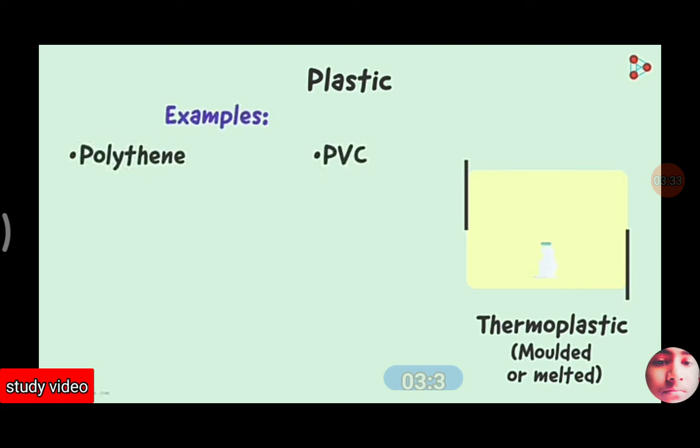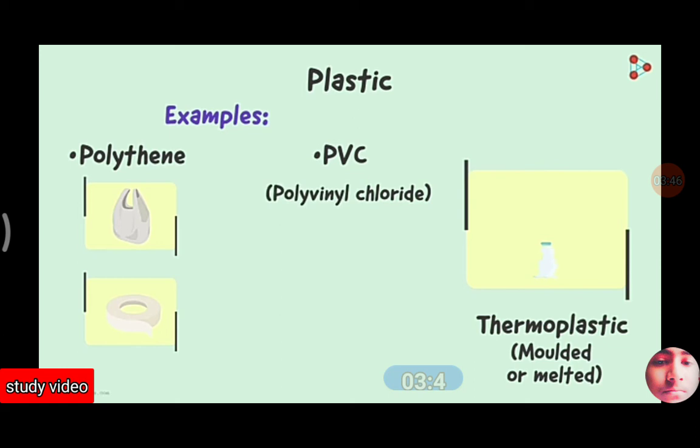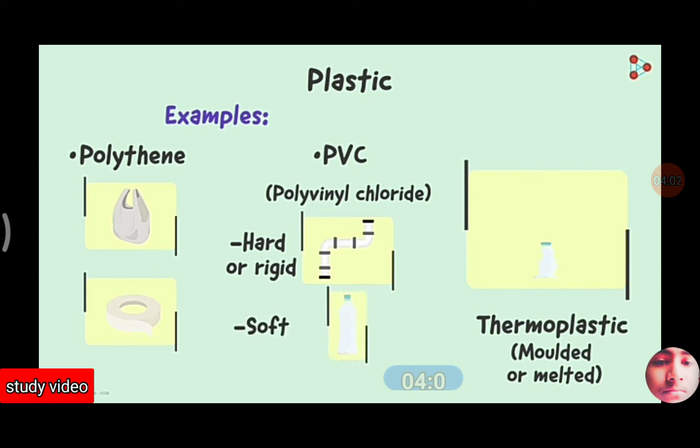Where do we use polythene? Yes, right from bags to the adhesive tapes, polythene is used in various forms. And what is PVC? It stands for polyvinyl chloride. PVC comes in two distinct forms. The first one is hard or rigid PVC that is used in making strong structures like construction pipes. In contrast, the other type is soft PVC, which is used for making containers and bottles used daily by us.